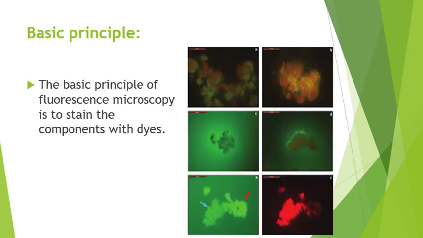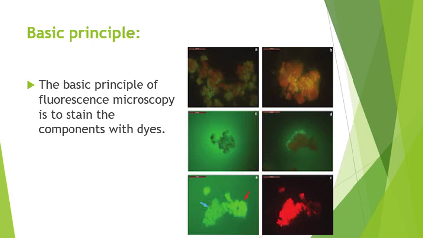So here we have the basic principle of fluorescence microscope. Simply the principle is that we stain the component with fluorescent dye so that we can observe the specific part of the specimen. By doing this, certain compounds are illuminated with high energy light. So they then emit light of a different and lower frequency. This effect is known as fluorescence.